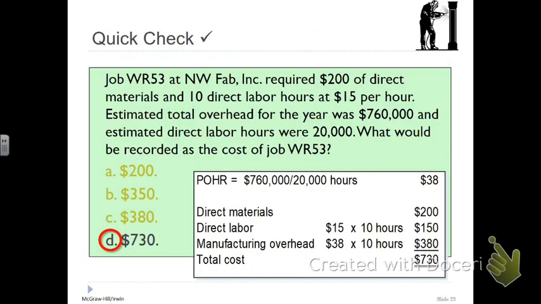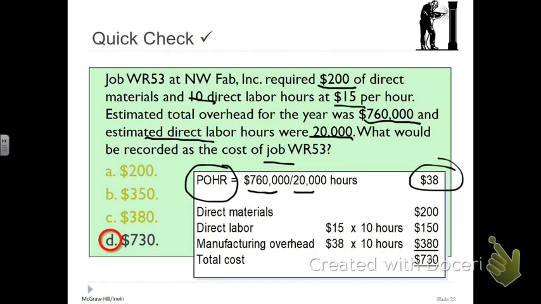So notice what we have here, just to kind of see how this works. In this particular case, we required $200 of direct materials, 10 direct labor hours at 15 bucks an hour. Total overhead for the year was estimated at 760 grand. Direct labor hours were 20 grand. Notice what they're going to do is ask what's the cost of the job. Well, first we have to figure out the predetermined overhead rate. 760 divided by 20 is 38 bucks, and that's $38 per direct labor hour.